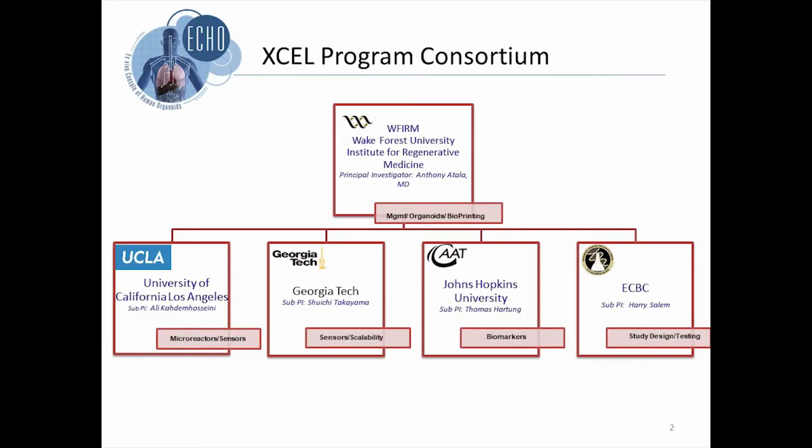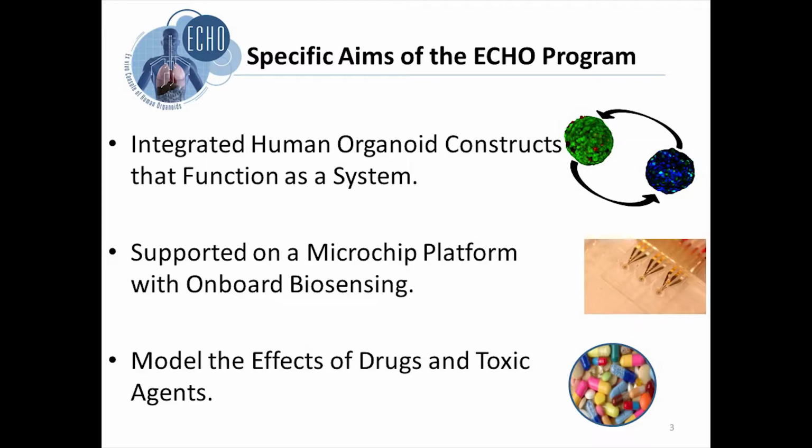The XCEL program is a large program involving different universities such as ECBC, Johns Hopkins, Georgia Tech, University of California, and WFIRM, which is the lead institute. What we want, of course, are integrated human organoid constructs that function as a system. They're going to be supported on a platform, and they're going to model the effects of drug, toxic agents, and also diseases.